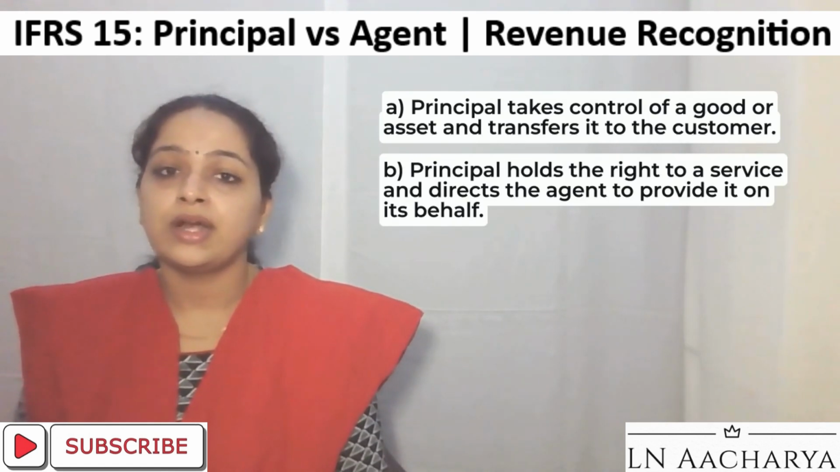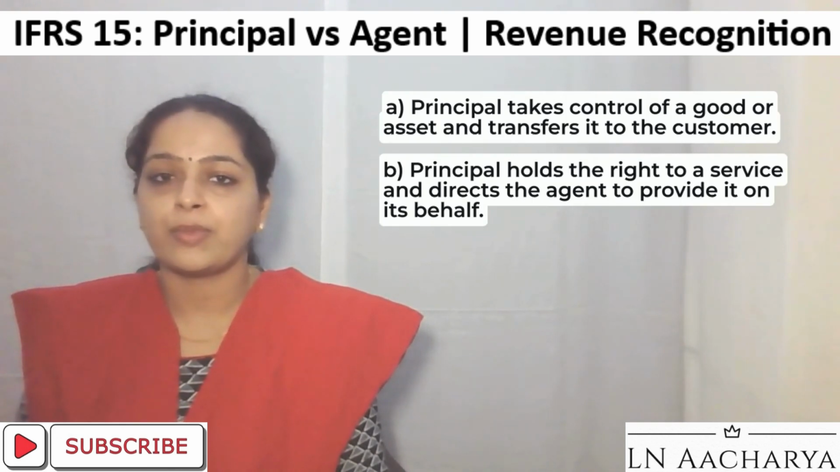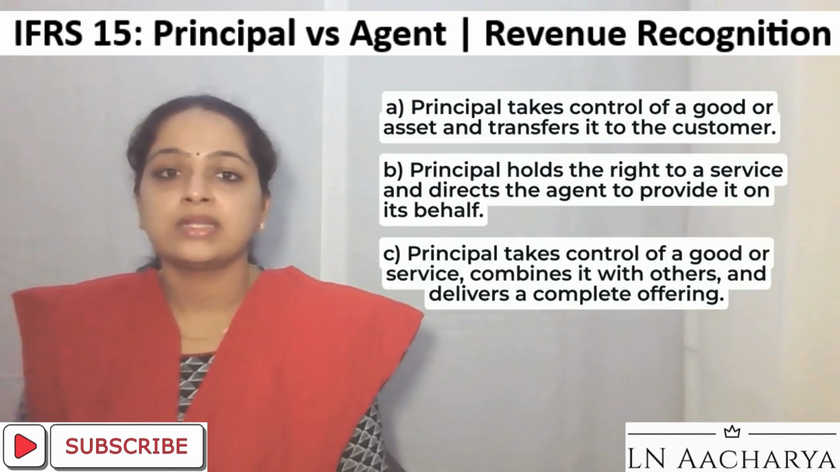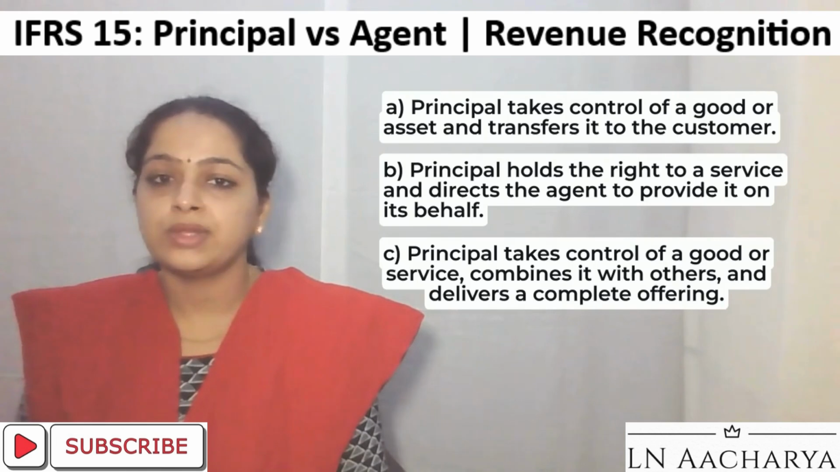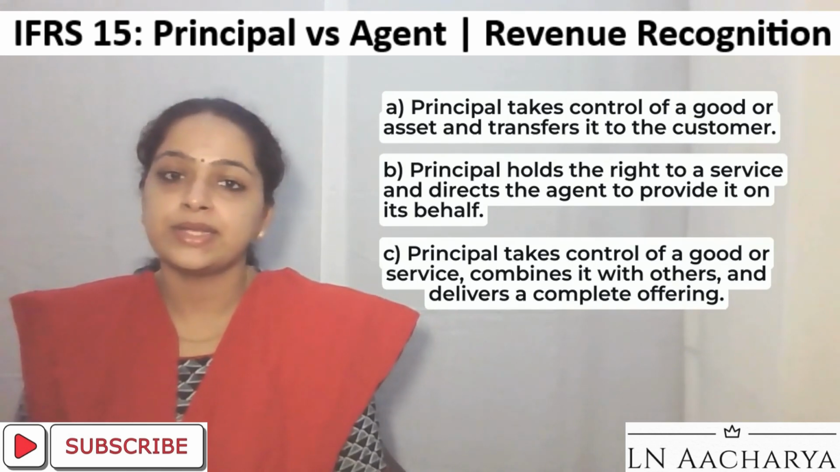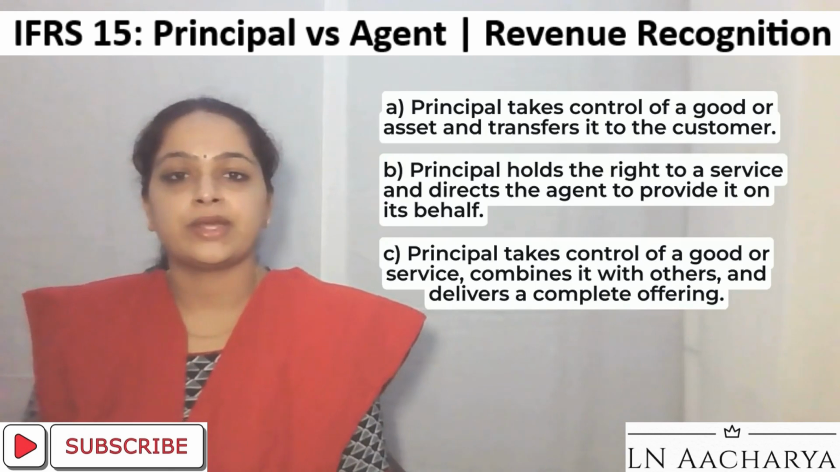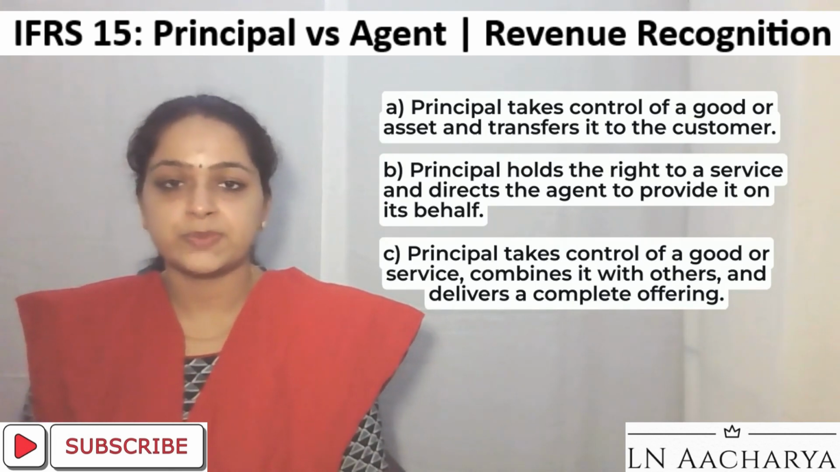For example, a travel agency sells vacation packages, but the hotels and tour services are provided by third parties, with the agency directing the services on behalf of the customer. C. The principal takes control of goods or services from the other party and combines them with other goods or services to provide a specific output to the customer. For example, a computer retailer buys individual parts from multiple suppliers and assembles them into a complete unit to sell as per customer specifications.